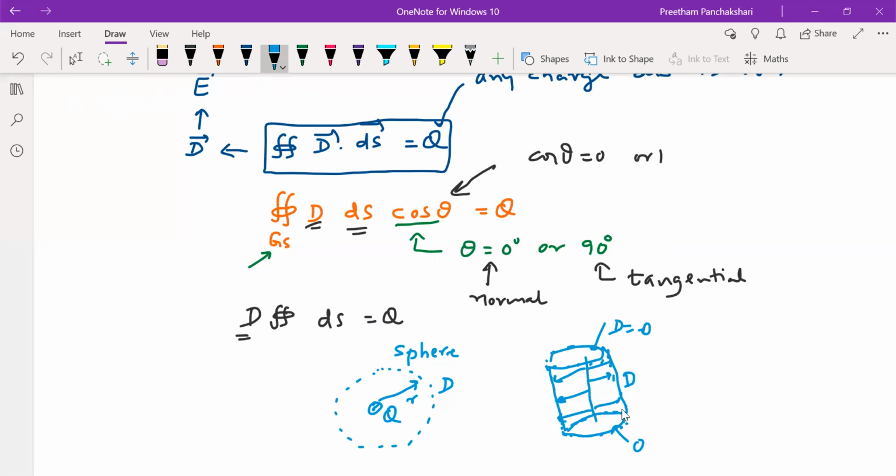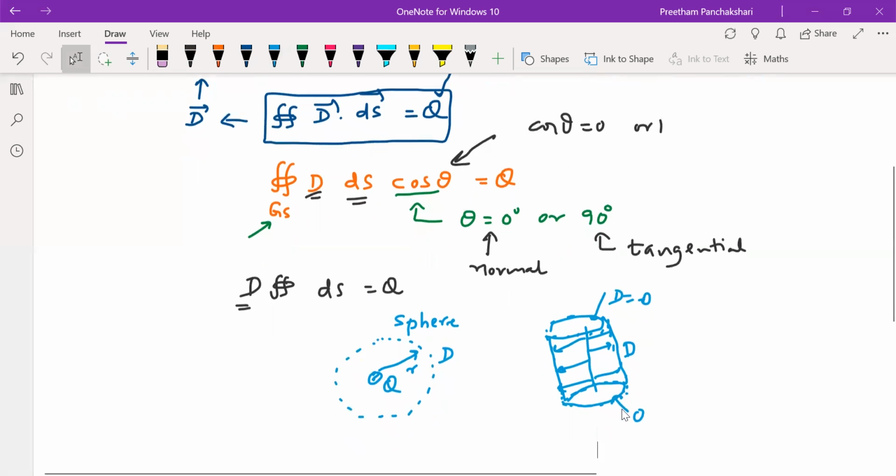So this idea tells that it is easy to use Gauss law to find D and E if and only if the charge distribution is uniform or symmetrical. If the charge distribution is not symmetrical, then visualizing or constructing the closed surface around the charge distribution becomes difficult. It becomes very difficult to maintain theta at 0 or 90 degree, and also very difficult to take D as constant.